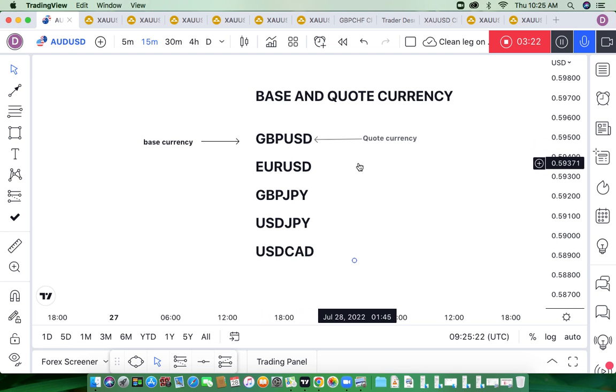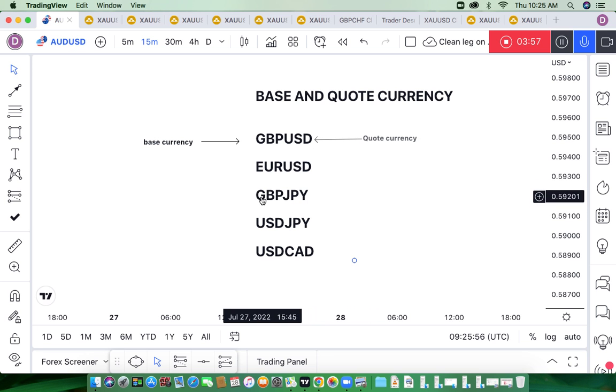Let's move on to another example, which is EUR USD, the Euro against the US dollar. EU stands for the European Union, and they use euros, so that is EUR, the European Union currency. The USD again stands for the United States dollars. All right, so let's go to GBP JPY, Great British Pounds against the Japanese yen.